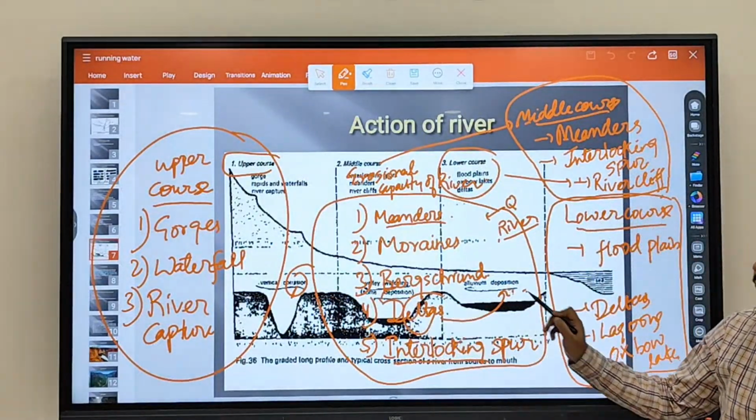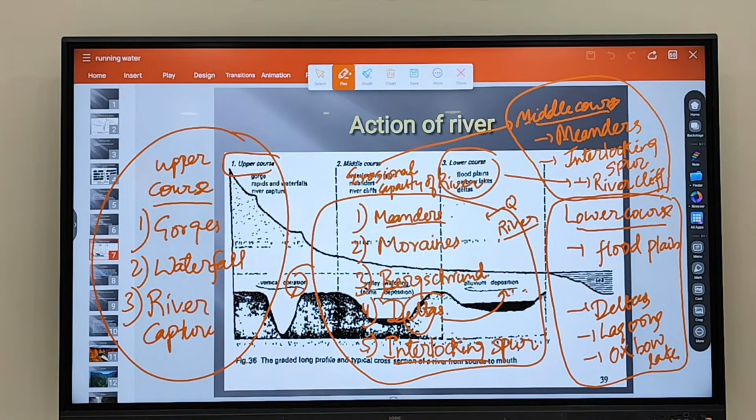But here what is happening? Deposition is something that is happening. So in the lower course, the river will deposit the material. So delta is formed due to what? Depositional action of a river, not due to erosional action of a river. Fine. So this is okay.